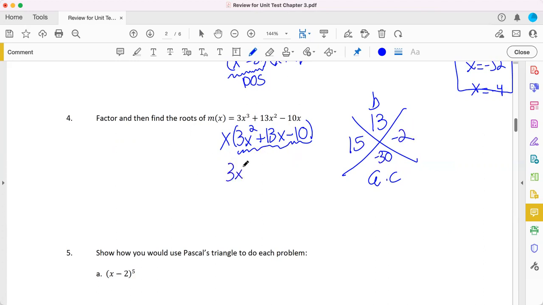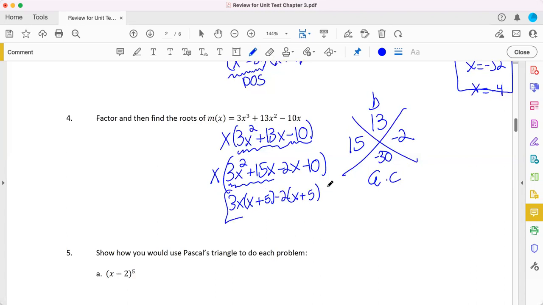So 3x squared can be chilling. Rewrite this as now 15x minus 2x minus 10, and then x is here. Factor by grouping, take out 3x. X plus 5 appears. If we did this right, x plus 5 should be over here also.